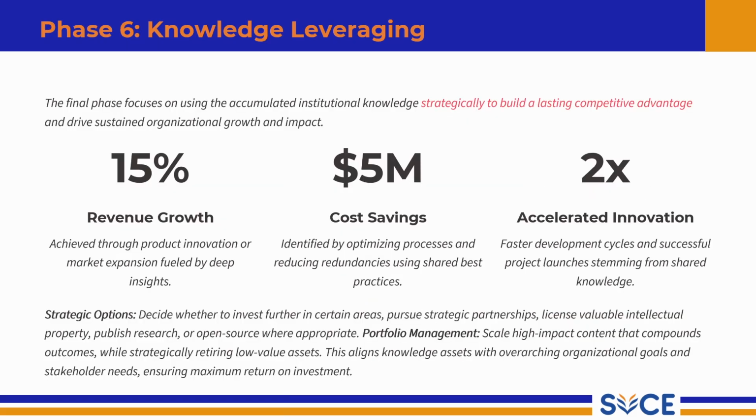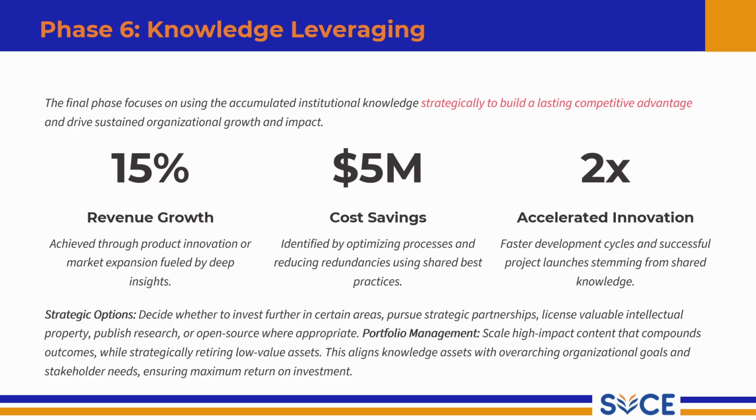Here phase 6 is knowledge leveraging. The final phase focuses on using the accumulated institutional knowledge to strategically build lasting competitive advantage and drive sustained organizational growth with impact. So it delivers real growth, competitive advantage and long-term impact.